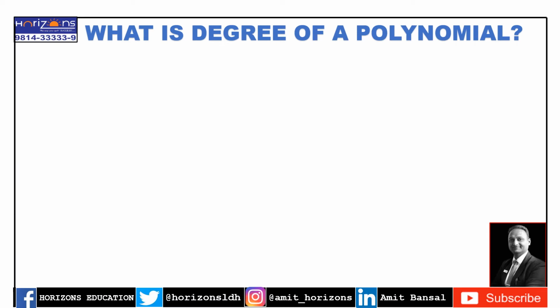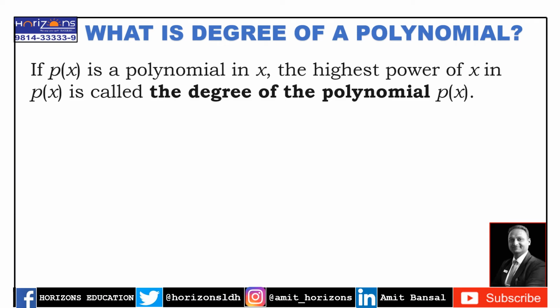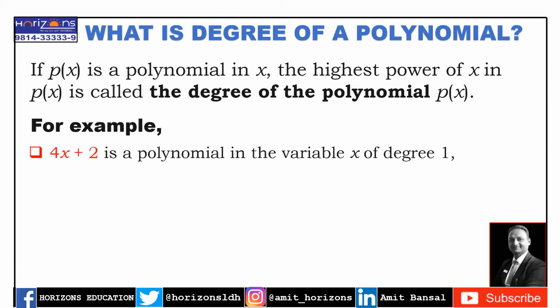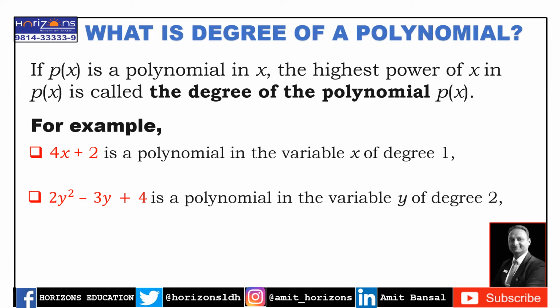What is the degree of a polynomial? Friends, if you have a polynomial p(x) whose variable is x, then the highest power of x in the polynomial is called the degree of the polynomial p(x). For example, 4x plus 2, it is a polynomial. The highest power of the variable x is 1, therefore its degree would be 1.